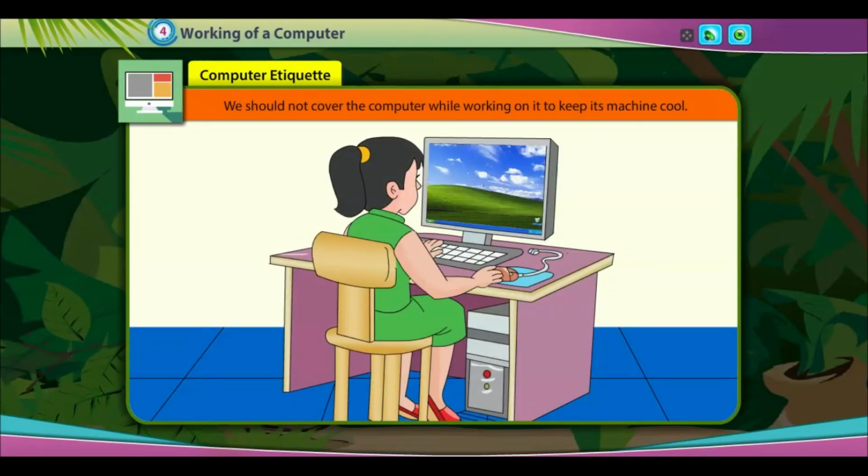Computer etiquette. We should not cover the computer while working on it, to keep the machine cool.